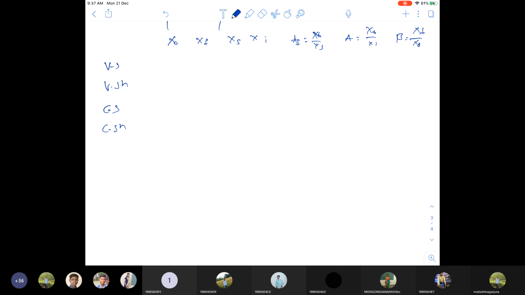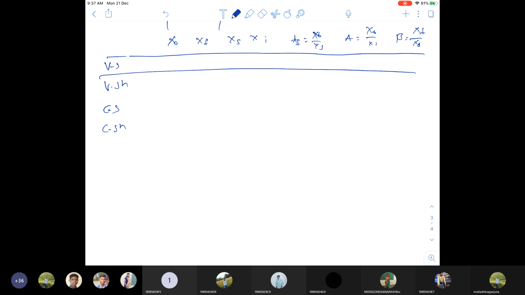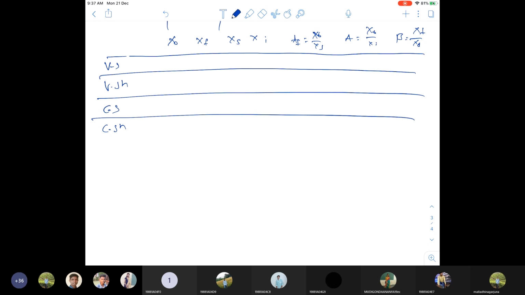X naught. Okay, so we have filled this table. Actually, in the last class, we filled this table. So in this table, what is x naught, what is xf, xa, all those things, right?